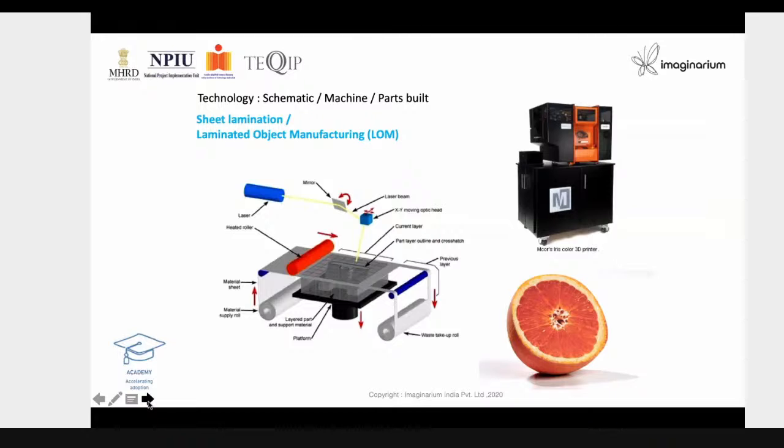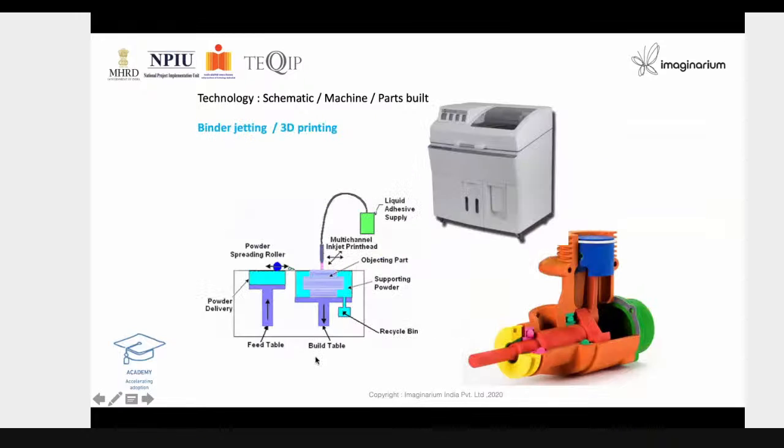We need to really appreciate that the original company, Helisys, got shut down. They still own the patent, but unfortunately, it could not be sustained. And next, a very important technology is called binder jetting.